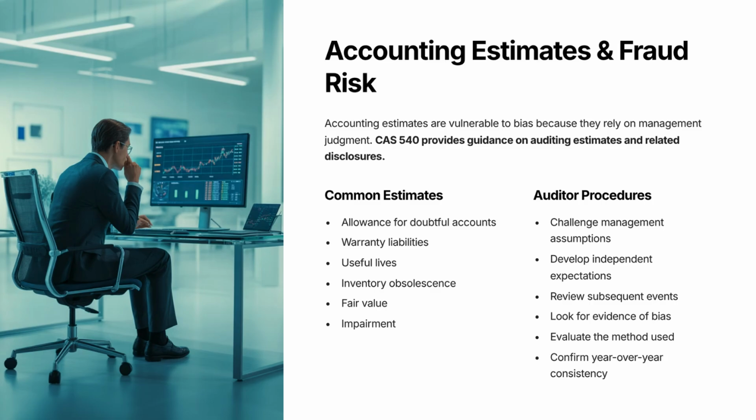Management makes estimates for allowance for doubtful accounts, warranty liabilities, useful lives, inventory obsolescence, fair value, impairment. Because these rely on judgment, they're vulnerable to bias, intentional or unintentional. CAS 540, Auditing Accounting Estimates and Related Disclosures, provides guidance on the auditor's responsibilities relating to accounting estimates and related disclosures in an audit of financial statements. Auditors must challenge management assumptions, develop independent expectations, review subsequent events, look for evidence of bias, evaluate the method used, confirm consistency year over year. If estimates are manipulated, the financial statements can be materially misstated without leaving obvious traces.